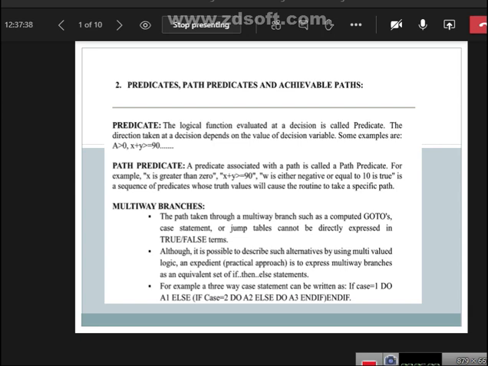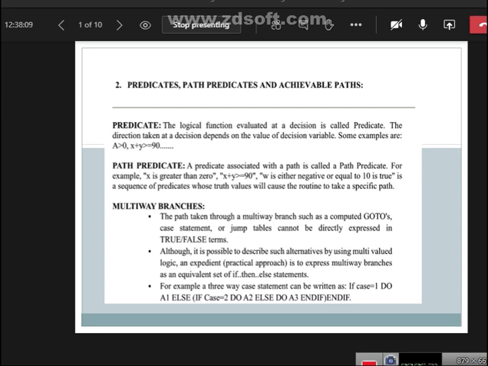Here, a predicate associated with the path is called a path predicate. Whatever predicate is associated with the path, we can call it a path predicate. For example, if x is greater than 0, then x plus y greater than or equal to 90; obviously it should be greater than 90. Here w is either negative or equal to 10. It should not be related to some negative value, that is not correlated, but it is a sequence of predicates whose truth values will cause a routine to take the specific path.